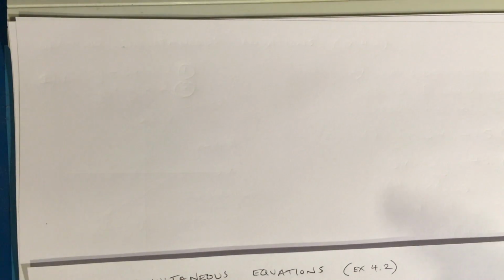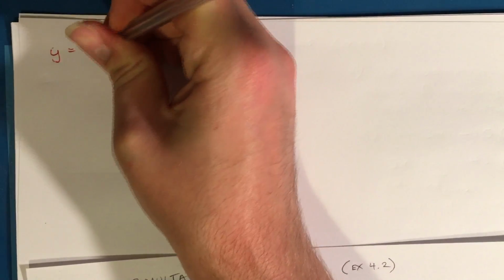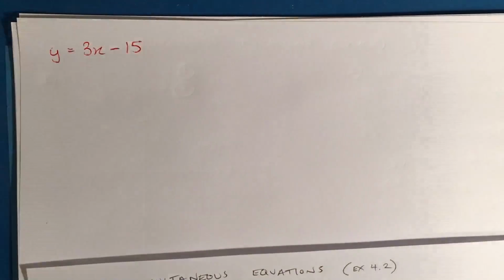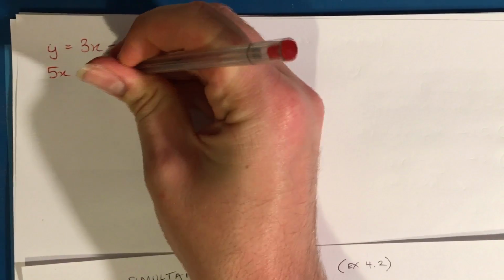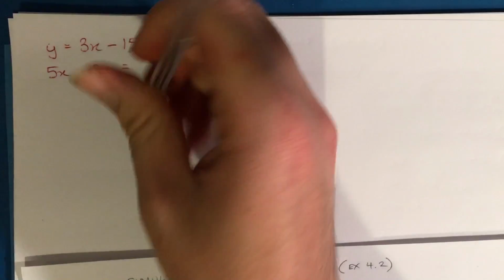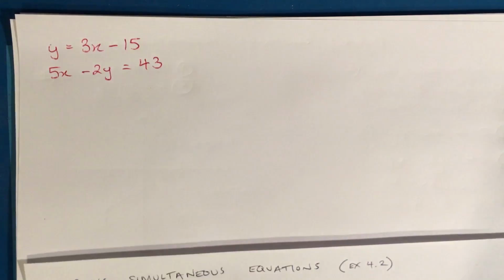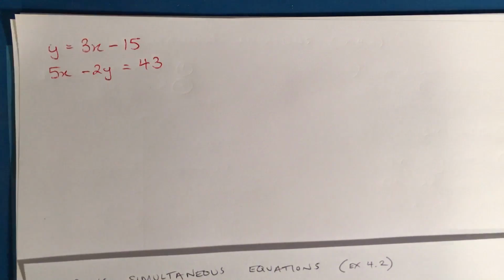I shall go and get myself a pen. Oh, there we go. Let's use this red pen. So the two equations were y equals 3x minus 15. Can we see that up there? Oh, yes, we can. So 5x minus 2y is equal to 43. So we want to see if these two equations will match up.